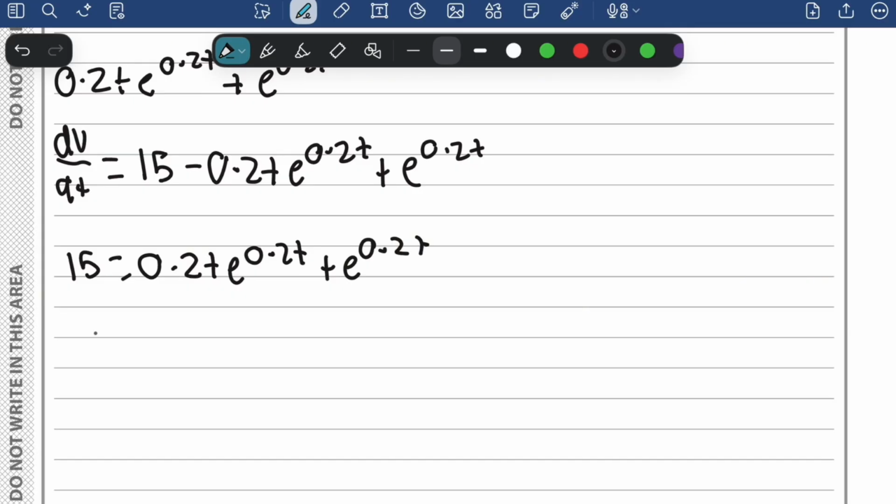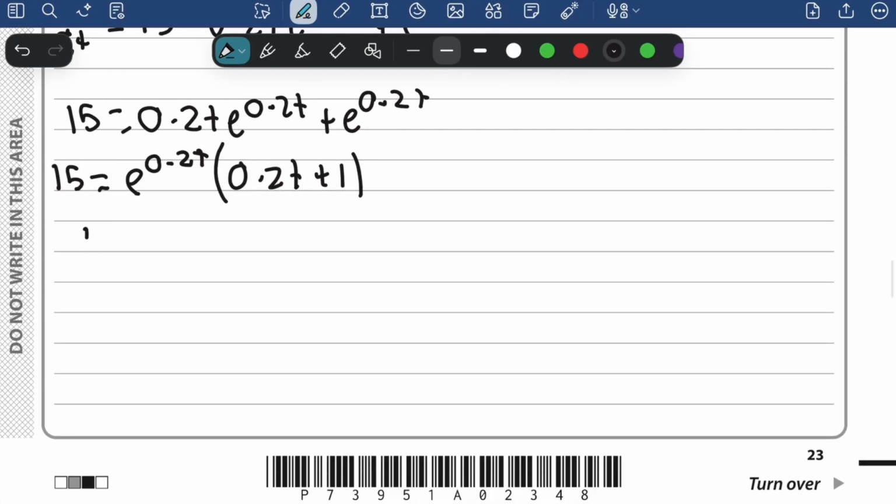Then we can factorize the e's out, right? And then all we have to do is times it by 0.2t and 1. Then we can make e the subject, right? So we can divide by the bracket. Equals e to the 0.2t. Then we can ln both sides to get rid of the e.